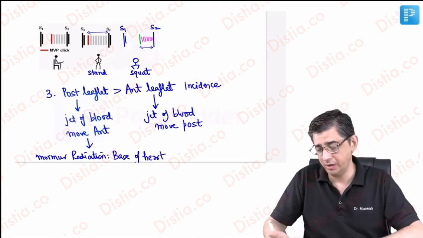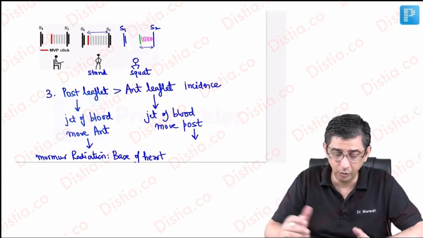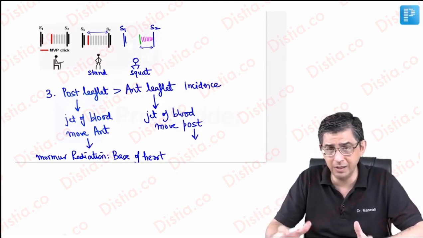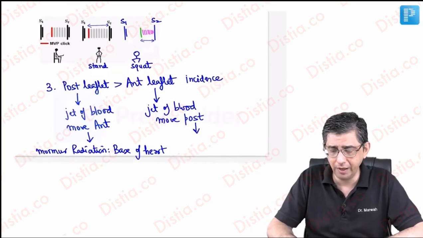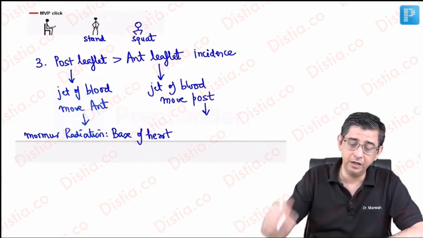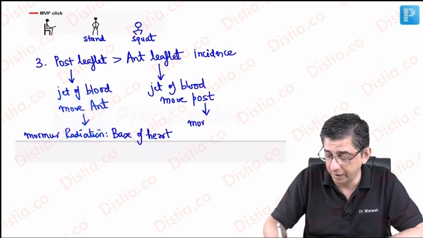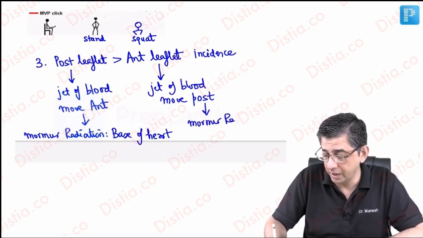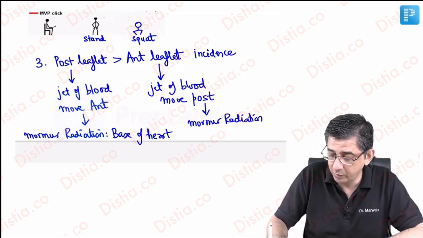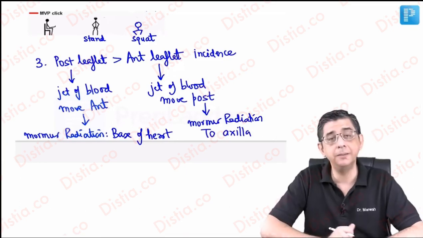So it's not that I would say it's a little, I would say that it might look intimidating initially, but then once you start reading the information again and again, it becomes routine for you. If the anterior leaflet is damaged, the jet of blood moves posteriorly, and this will contribute to murmur radiation occurring towards the axilla. And why that is important is because mitral regurgitation murmur also radiates to the axilla.